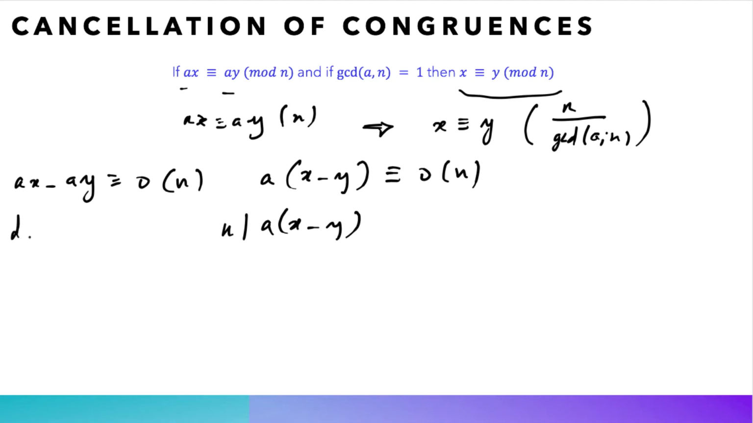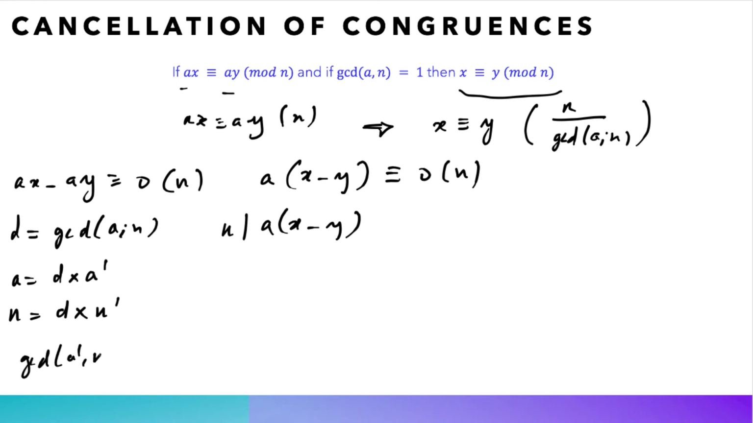Now if we denote d the GCD of a and n, one can write a as d times a certain integer a prime, and n as d times another integer n prime. Because d is the greatest common divisor of a and n, this means that a prime and n prime do not share any divisor except 1, which means that the GCD of a prime and n prime is equal to 1. Now we go back to our claim here, and one can write that a times (x minus y) is equal to n times a certain integer k, and this is because n divides a times (x minus y).